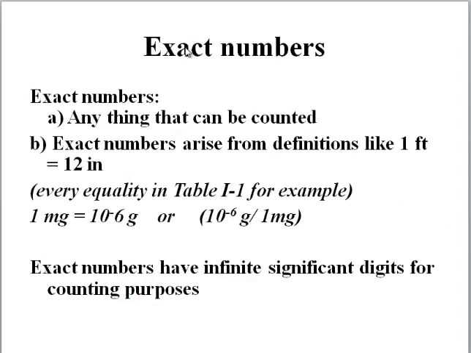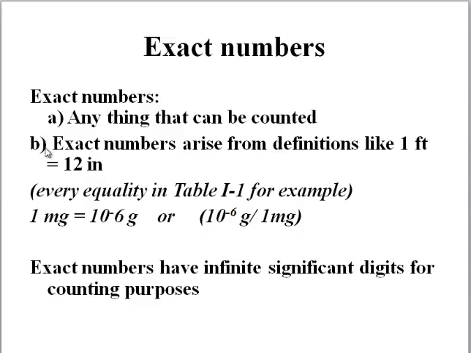It's important at this point to mention exact numbers. Exact numbers are numbers with no uncertainty to them. So, as you might imagine, anything that can be counted is an exact number. If you count 3 apples, there are 3 apples. There is no uncertainty about it.